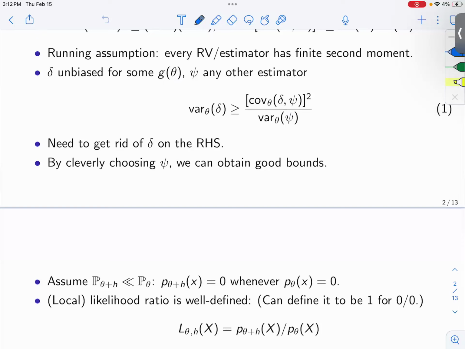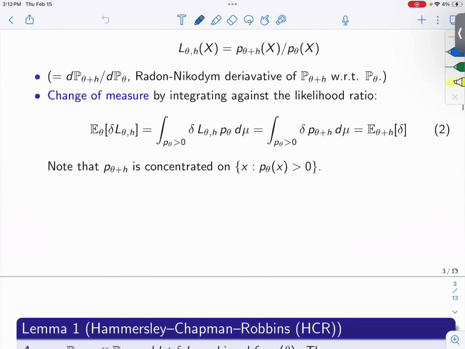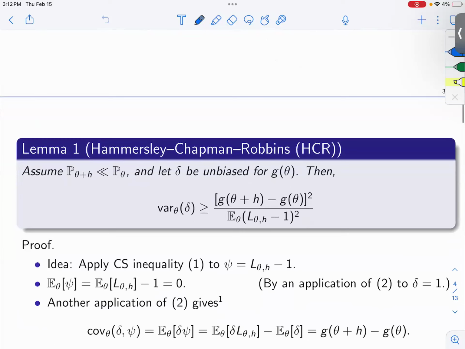Questions about this? So let's see how far we can go in the remaining time. Here's the result. Maybe I'll come back to that. So if delta is unbiased for g of theta, this is like a precursor to the Cramér-Rao bound. This is called the Hammersley-Chapman-Robbins inequality.